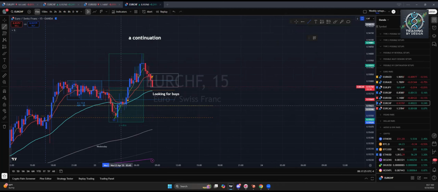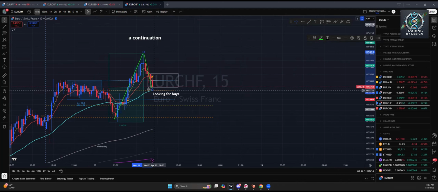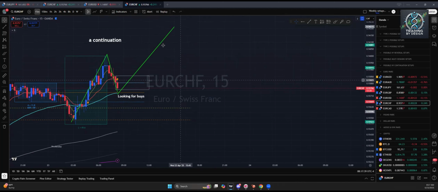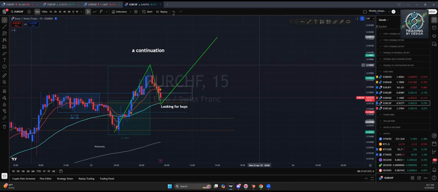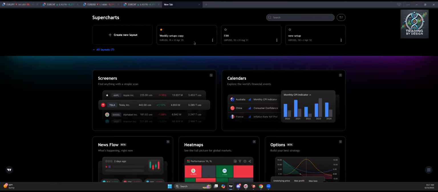Basically, what a continuation trade will be is that we have price coming from the top here, this top. Price will come down either to the middle of the Asian range and then continue to go up. This will be considered a continuation trade. So hopefully this pair will form that so I can enter the trade. I'm going to leave that here just to keep an eye out on that one. Let's see what the next one has for us.